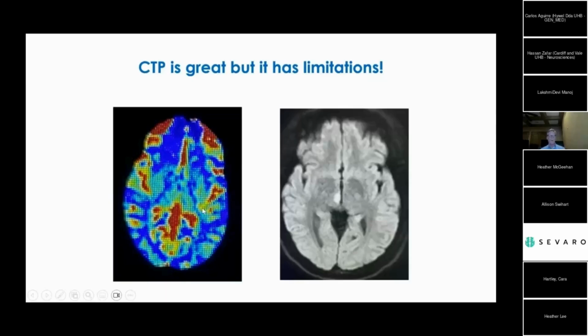CT perfusion can also miss strokes in the posterior fossa due to the beam hardening artifact from the occipital bone and the skull base, and it'll also miss strokes which are outside the field of coverage. Now, let me talk real quick about field of coverage. So there's 4 basic flavors now. There's 4 centimeters of coverage, 8 centimeters of coverage, 12 centimeters of coverage, or 16.